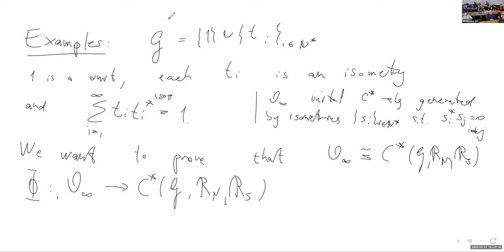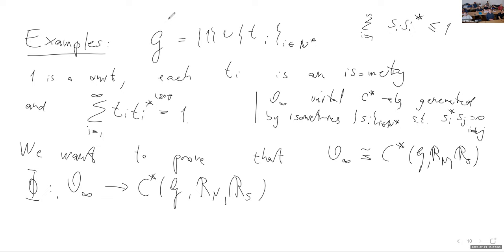Which is the no condition about S_I and S_J star, different order of stars? Yes, in this O infinity, there is no relation of the form something without the star times something with the star. No, there's no relation like that. Because there would be a relation saying that each sum like this is less or equal than one. I think this is the original definition.